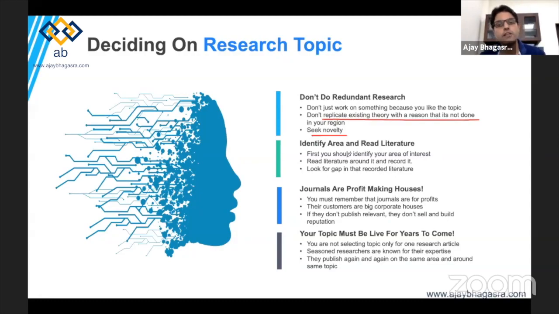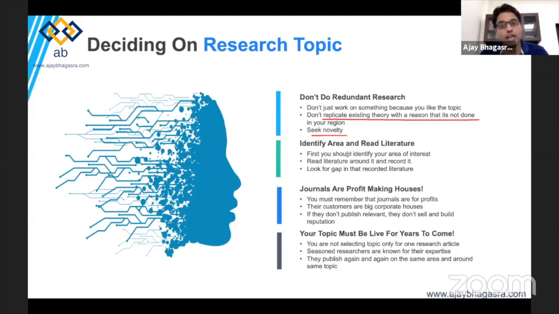We have to first identify the area of our choice. See, there is a difference between identifying a topic of your choice and identifying an area of your choice. Interest is everything in research. If you are interested in doing financial derivative research, you do that. That is your area. That is fantastic. Select whatever is your natural inclination.